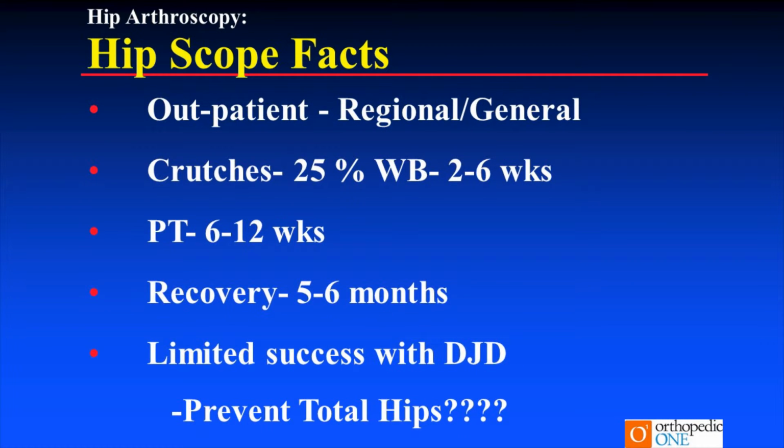So outpatient, regional, and general, typically 25% weight bearing. Try to get them to walk normally, heel-toe gait, but only 25%. And that's anywhere from 2 to 6 weeks. Physical therapy is very important, 6 to 12 weeks.